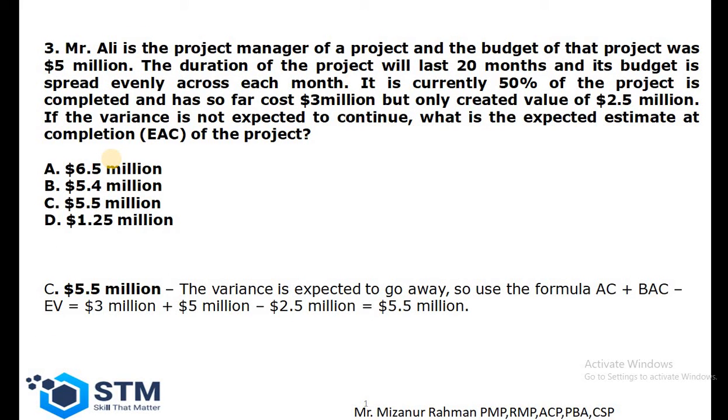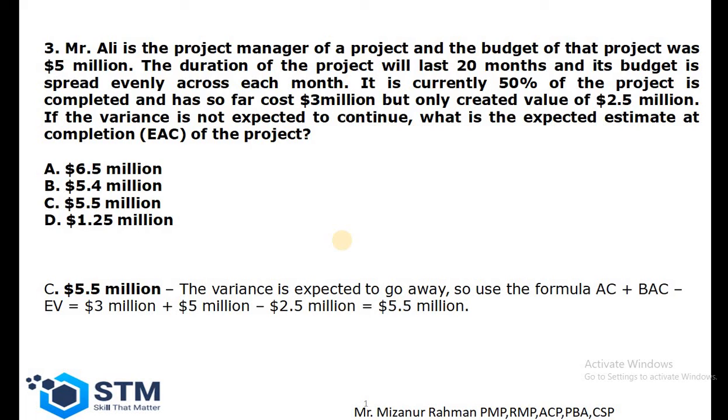If we look at this question, same question, only the expected answer changes. The variance is not expected to continue. What is the expected estimate at completion of the project? Here we have to find out the estimate at completion. So the variance is expected to go away, whatever the variance was there will go away. The formula for this is AC plus BAC minus EV.